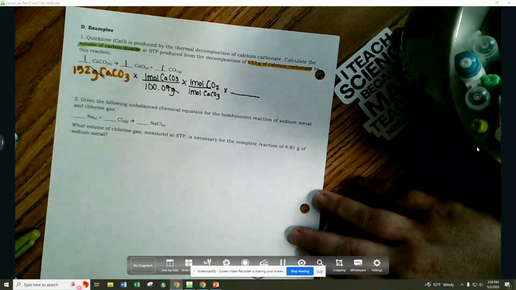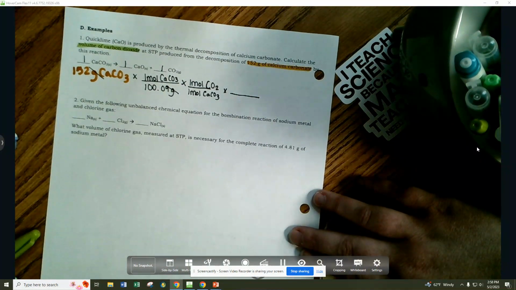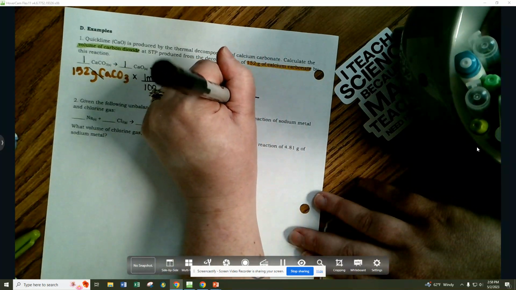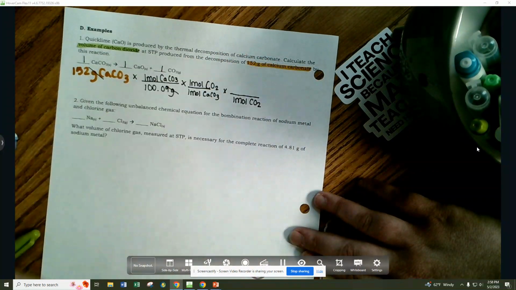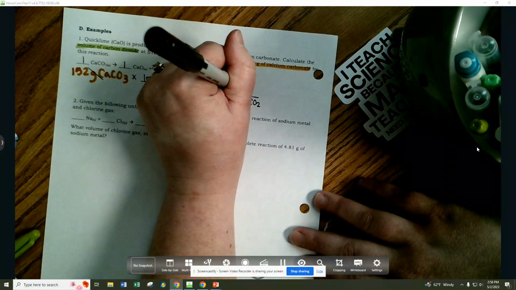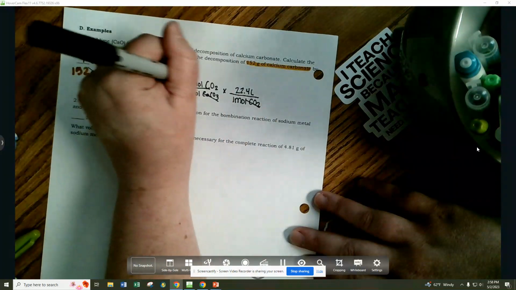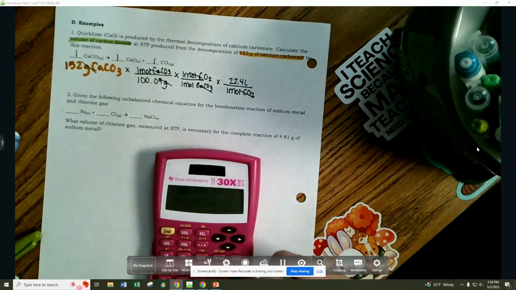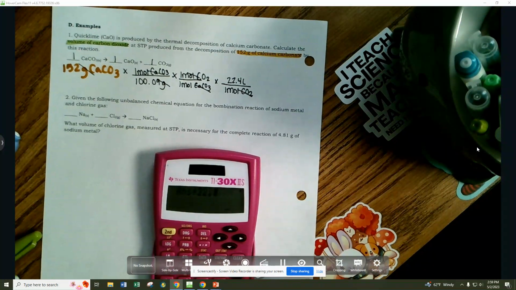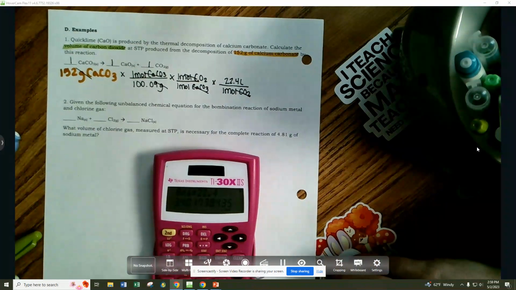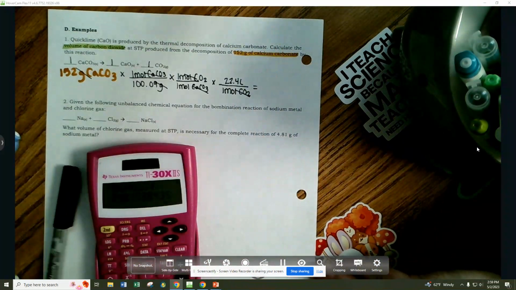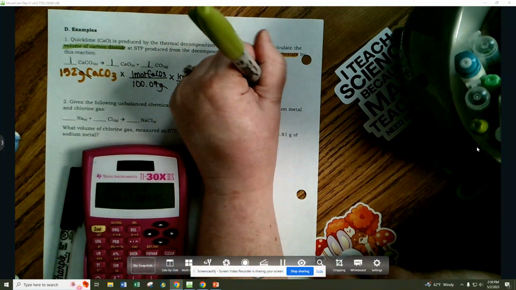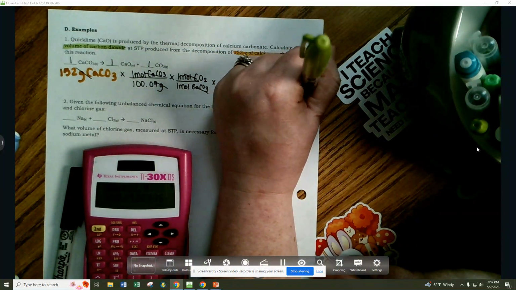Okay. The last step here is we want to find volume of carbon dioxide. So I need to cancel out moles of CO2. And how in the world do I get liters? The only thing that helps me with that is molar volume, the constant 22.4 liters. Okay. Then we just got to crunch our numbers. So we're going to take 152 divided by 100.09 and times by 22.4. I can keep 3 sig figs, so 34.0 is my answer, and my unit is going to be liters. So 34.0 liters of CO2.